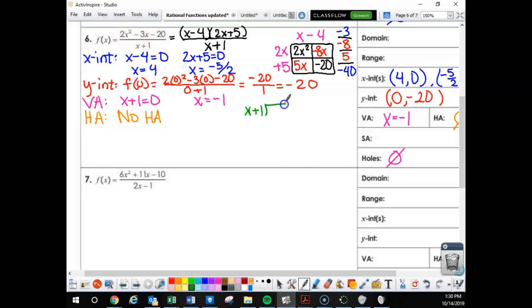X plus 1 divided into 2x squared minus 3x minus 20. So 2x squared divided by x would leave me 2x. 2x times x is 2x squared. 2x times 1 is 2x. I'm going to subtract all of that. 2x squared minus 2x squared is 0. Then negative 3x minus 2x would be negative 5x. And then I bring down that negative 20.